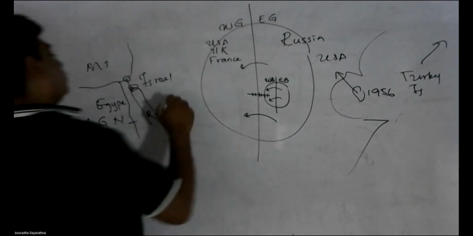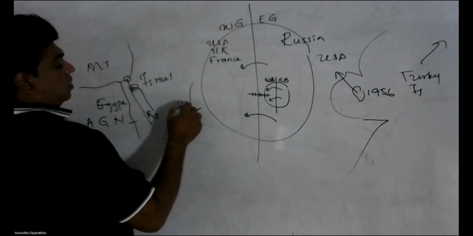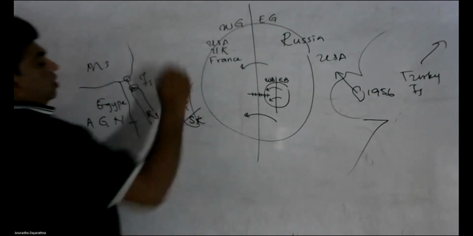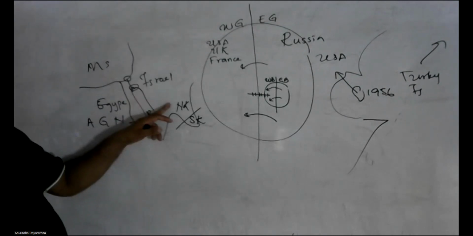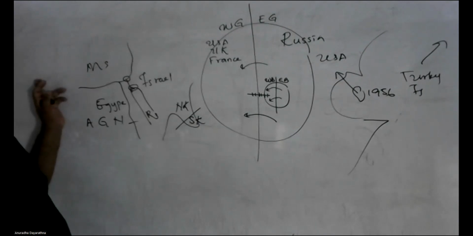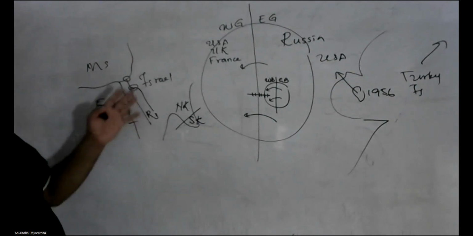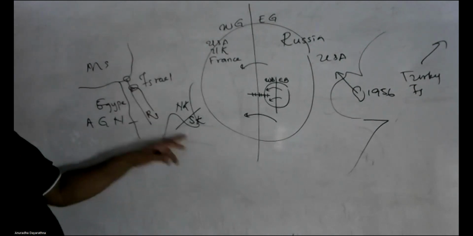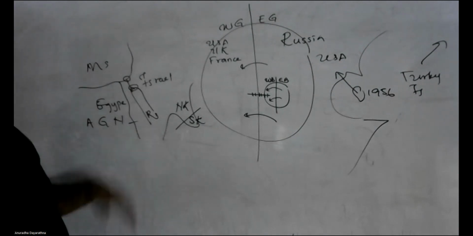The other one is the Korean War. What is the Korean War? Korea was divided into North Korea and South Korea after the Second World War. North Korea was supported by Russia and China. South Korea was supported by the USA. They had a war between North Korea and South Korea. Actually, though this war was fought by North and South Korea, it was a war between Russia and China on one side and the USA on the other side.